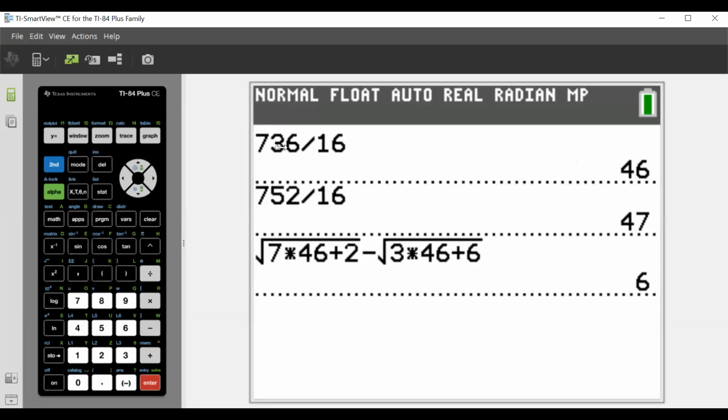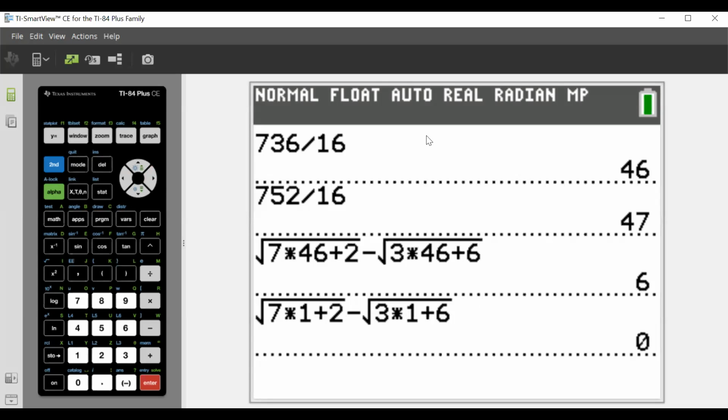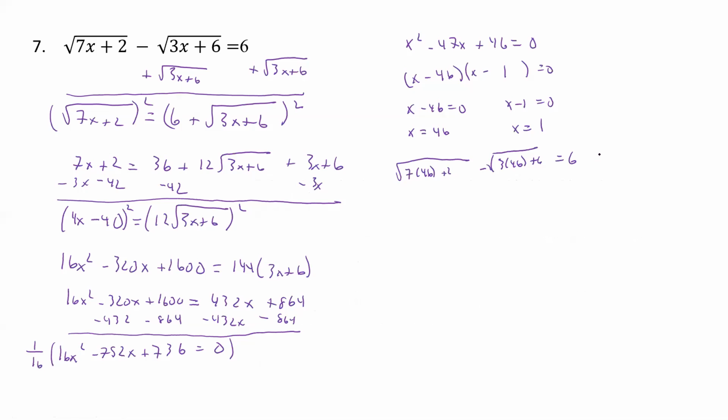So that one worked. Now I'm going to cheat, and I'm going to do second enter, and just change my value. So the other one was equal to 1. So I'll put a 1 in here, plug a 1 in here, and that's supposed to equal 6 as well. That equals 0, so that one doesn't work. So the one we did, 7 times 1 plus 2, minus the square root of 3 times 1 plus 6 equals 6, didn't work, and so we can say yay and nay.